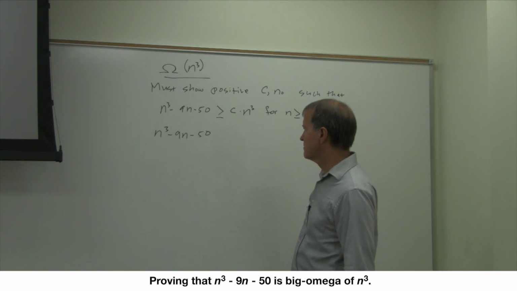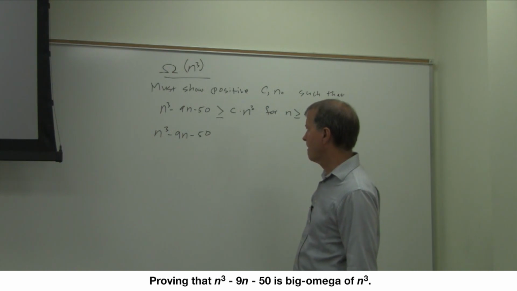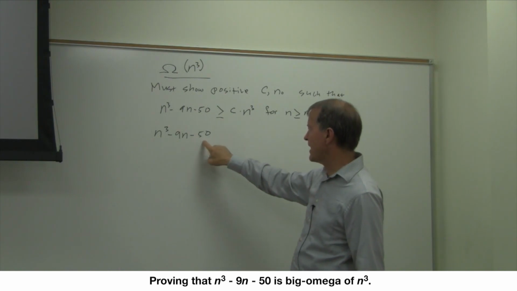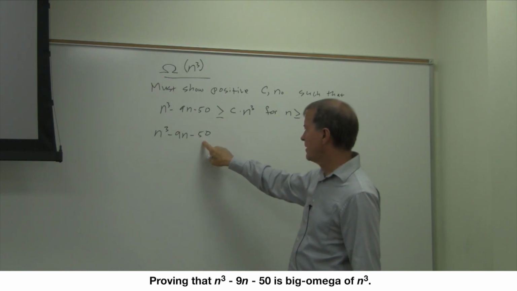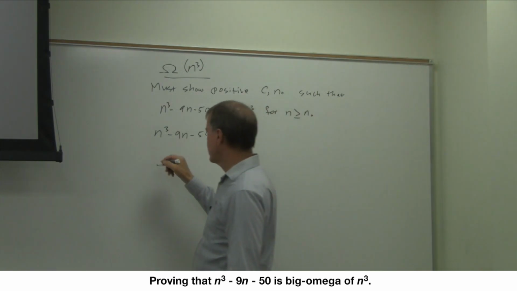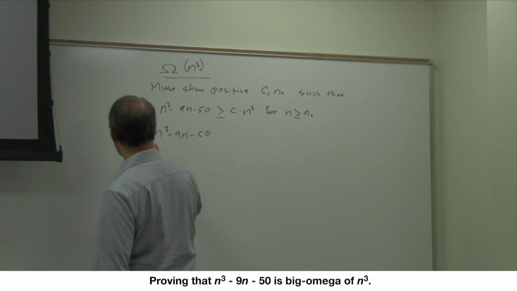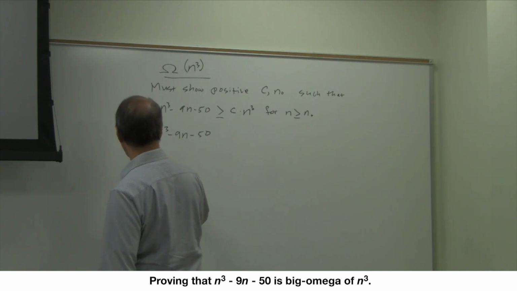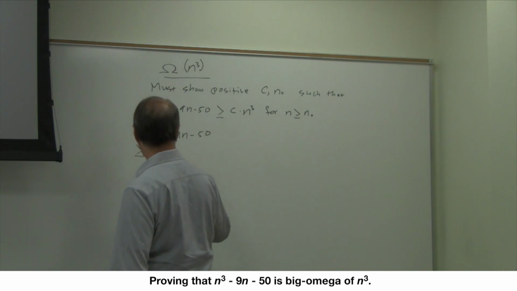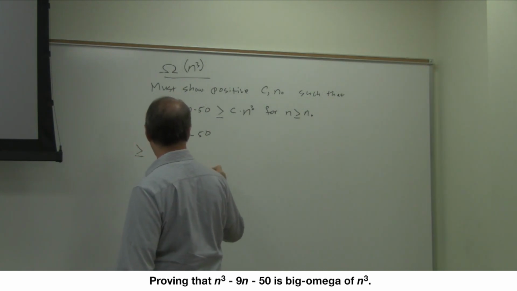If you multiply by n, doesn't it just make it more negative then? Yeah, we can stick an n on here, and because this is negative, we would be making it more negative. So this would be greater than or equal to that, right? Are we claiming that this is greater than or equal to n cubed minus 9n minus 50n?